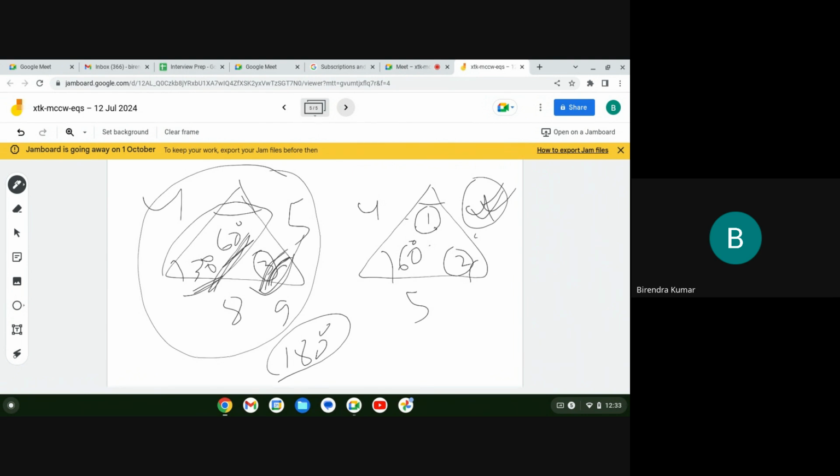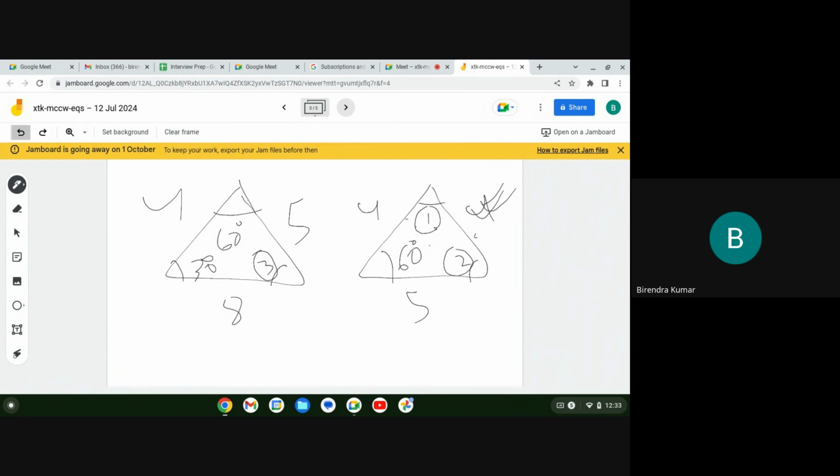correct? Are you with me so far? Yes. Now, one angle you got. So the basic property of the triangle tells you that this is 90 degrees. So you say, okay, fine, this is 90 degrees. Always go step by step.